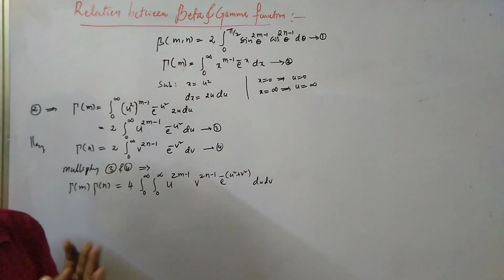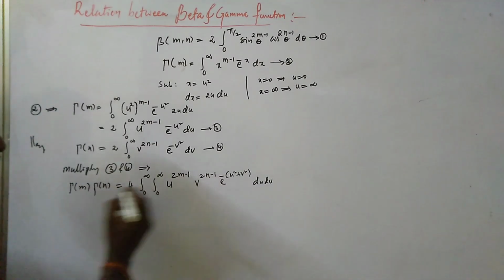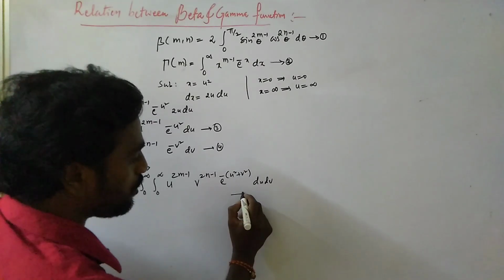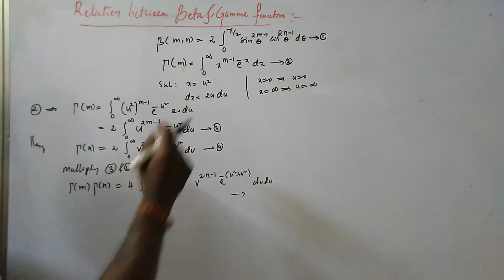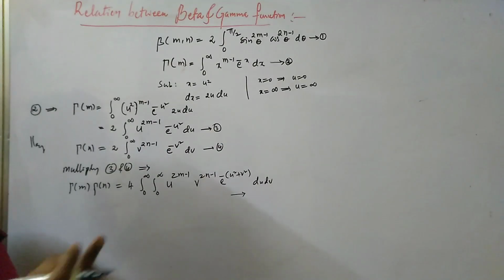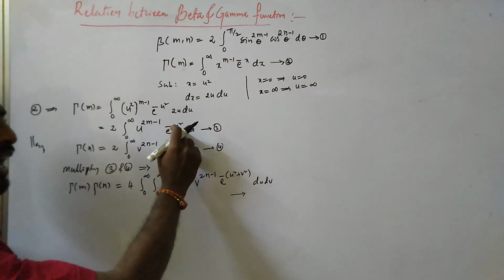Finally, multiplication of du into dv. Okay, now, this is one equation. In this equation you should change the variables u, v into the polar form. Actually, the function is in terms of x, so that function x changes into u and v.